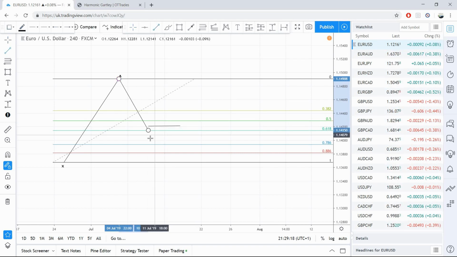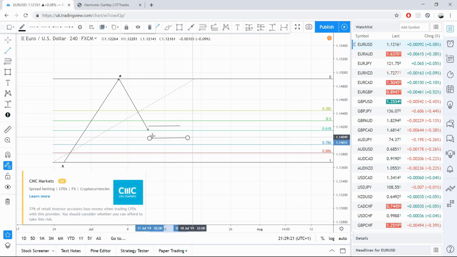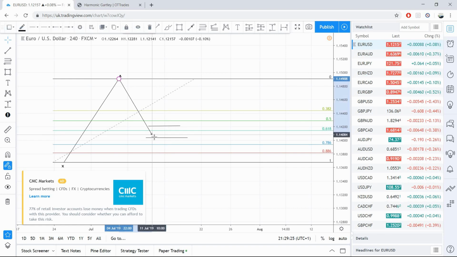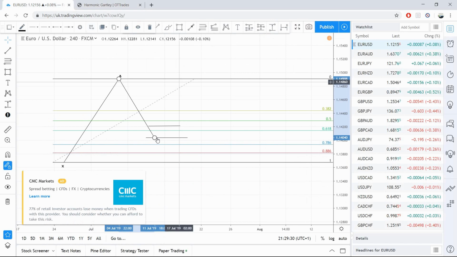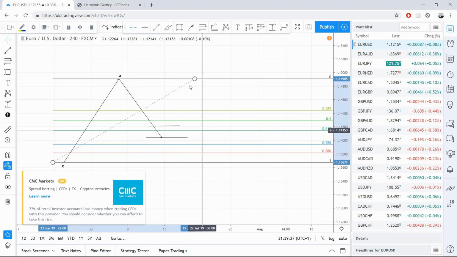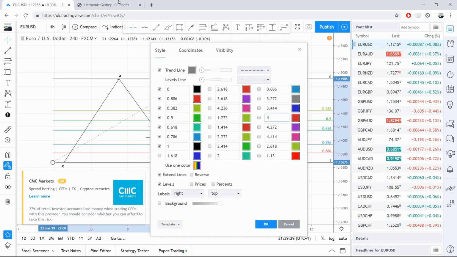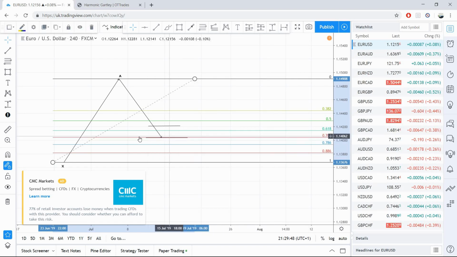The same goes for the 786. We're looking for a precise 618 retracement, so it's got to stay above this 70.2% retracement level in order to be closer to the 618 than the 786. So we can actually put these levels on. Let's just do 0.702. Okay, not a bad guess here.